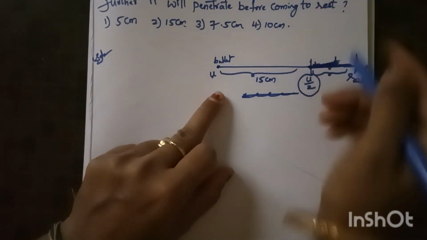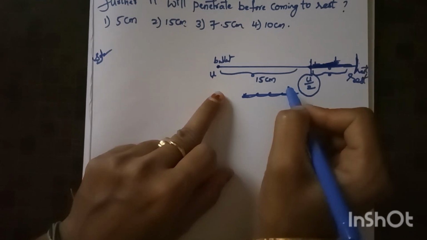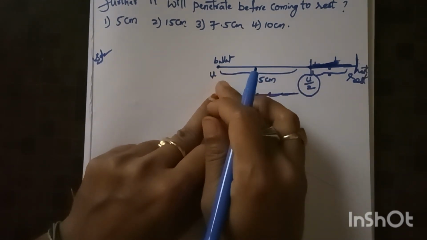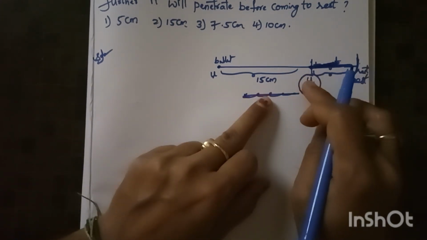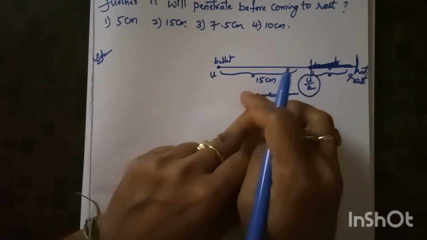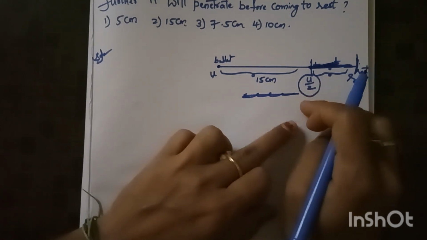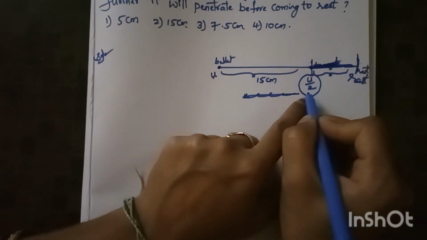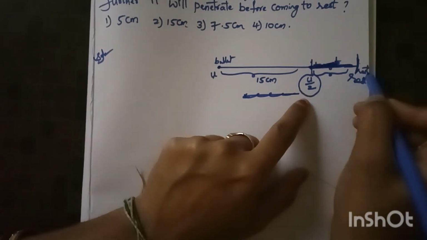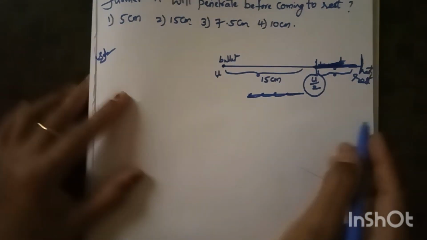The object loses half of its velocity, so u by 2, by traveling 15 centimeters of length. First it is moving with u velocity. By moving 15 centimeters of length it loses its velocity. Using this half of its velocity, how much length can it travel before coming to rest?